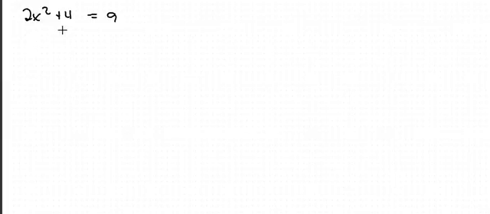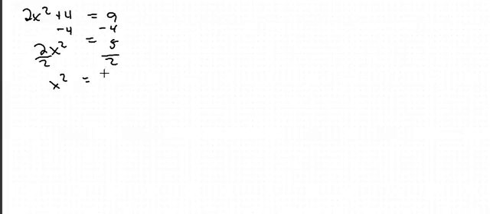No, you're going to move the 4 first. Oh, yeah, you move the 4, negative 4. So 2x squared equals 5. Then do you divide by 2? Then you divide by 2. So it would be x squared equals plus or minus square root of 5 over 2.